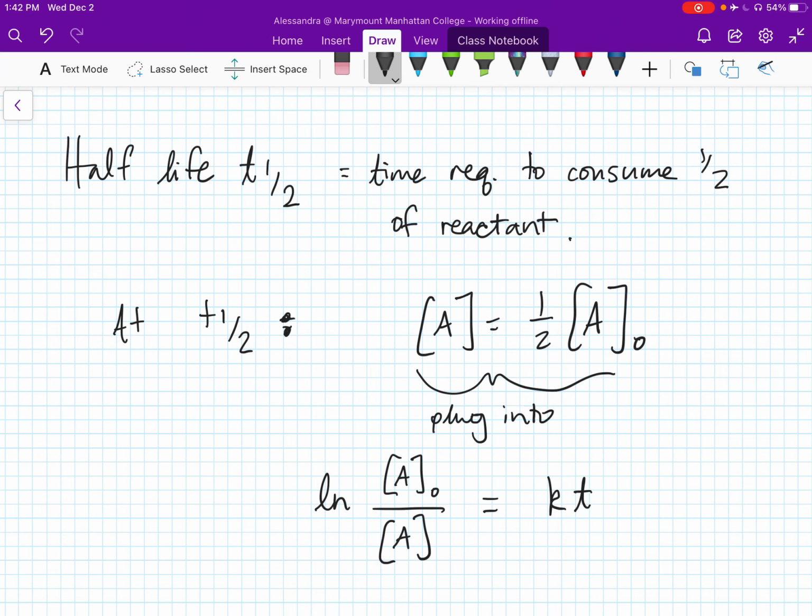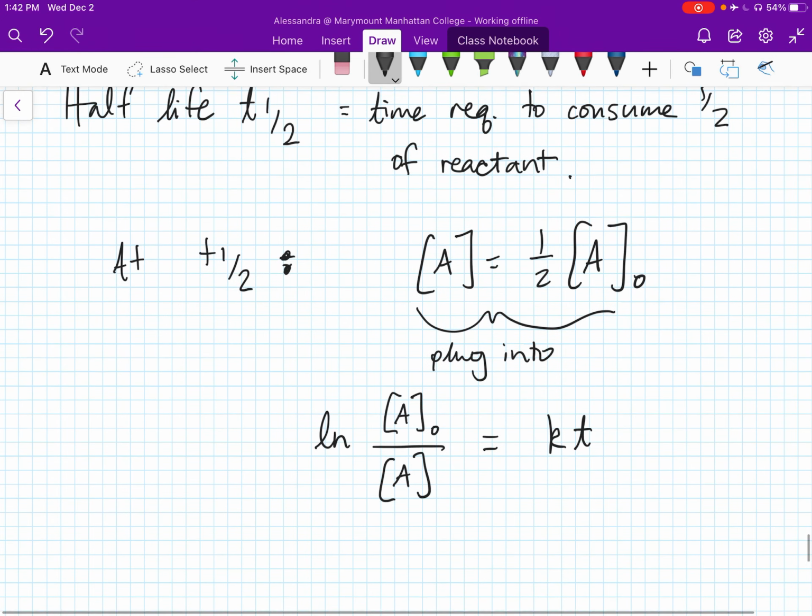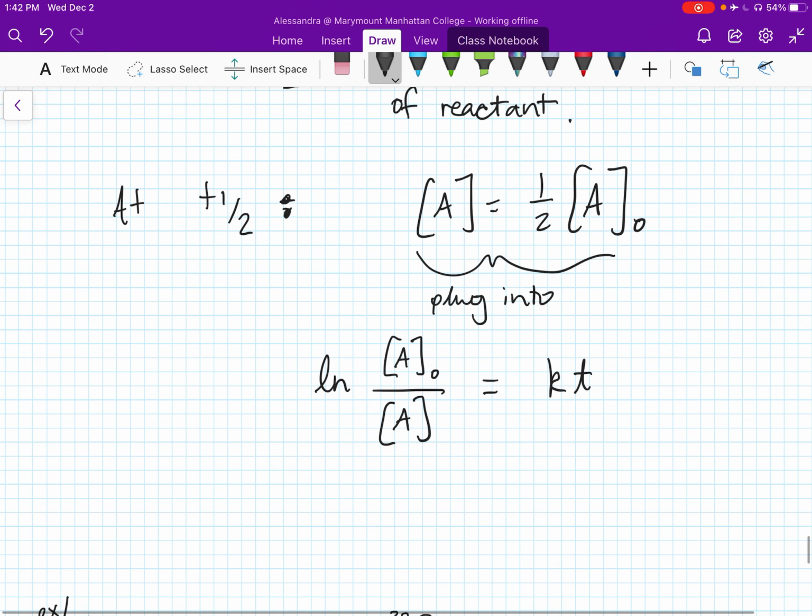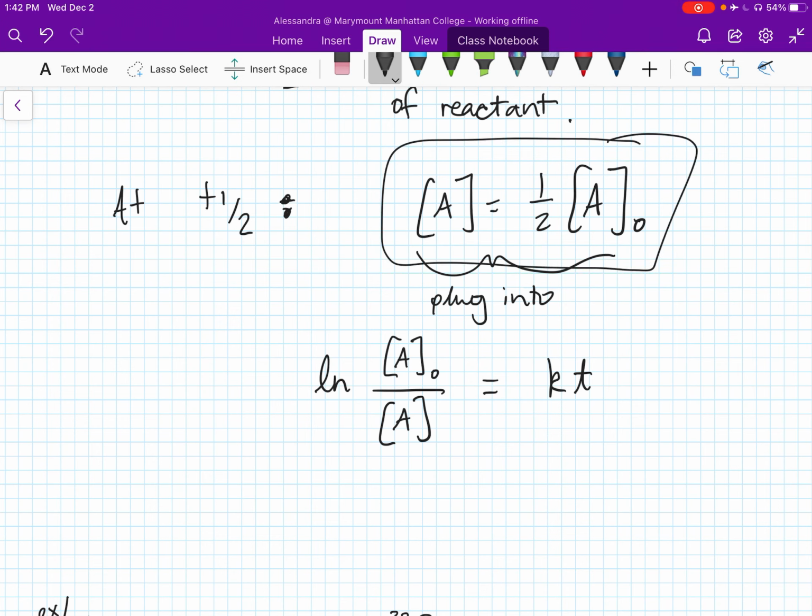So let's plug in the T 1/2 and all of that business. I am going to have the natural log of A0. And if I plug this relationship in, A becomes 1/2 A0 and T becomes T 1/2 if I plug into the integrated rate law.